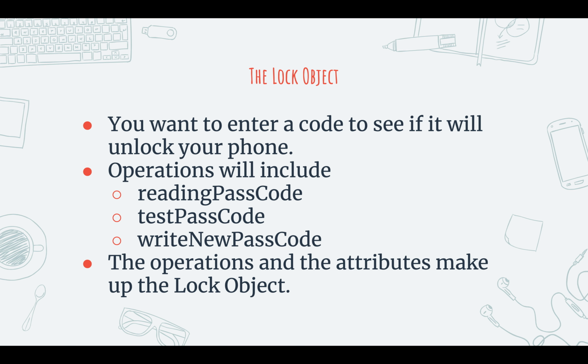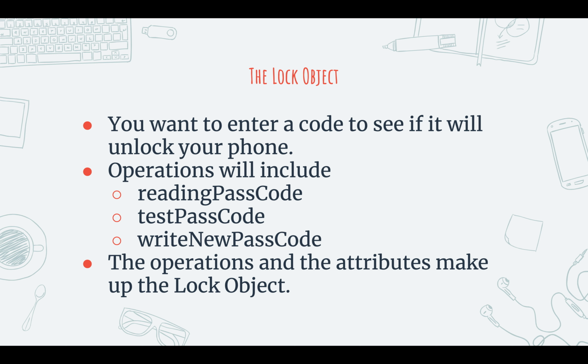So let's say we have a lock object and you want to enter a code to see if it will unlock your phone. Well, an object would most likely be a lock. We have a lock object, and one of the instance variables, if not the only instance variable, would most likely be a passcode. It could be an integer passcode, such as the one on your iPhone. So if it has an integer, then our instance variable is most likely going to be an integer. It's going to be like int lock is equal to whatever passcode we set when we created the object, or created the lock.